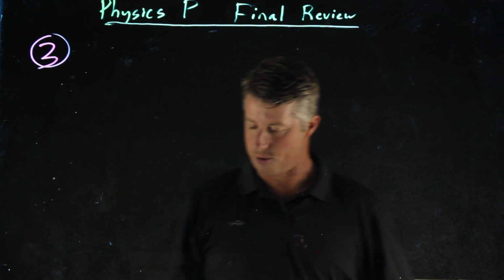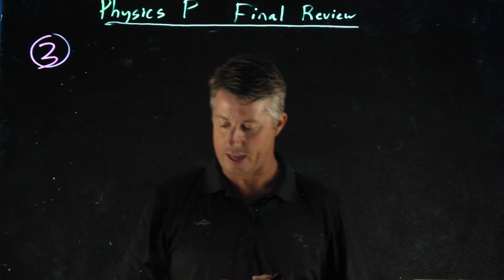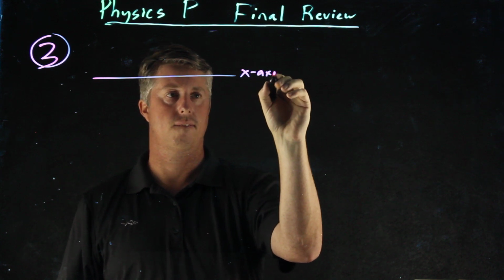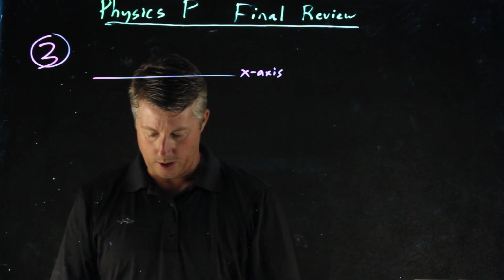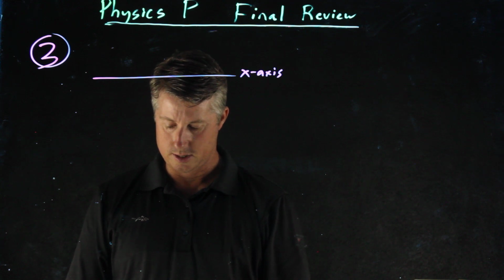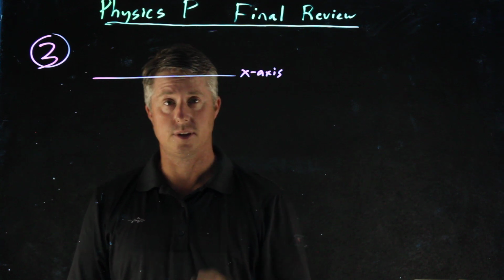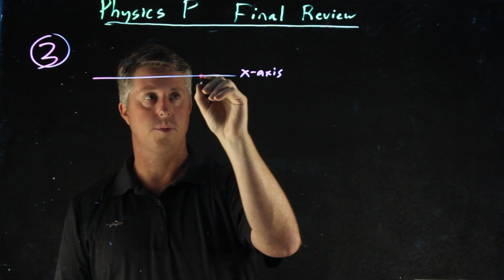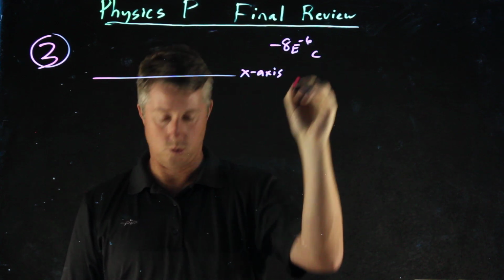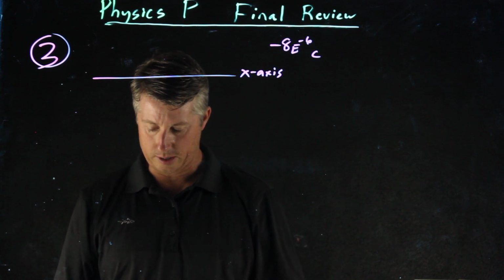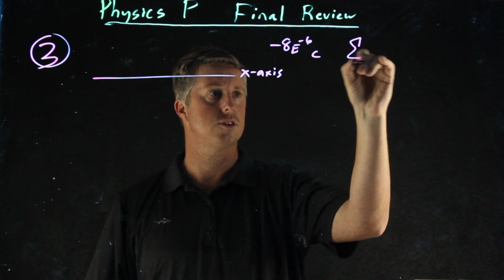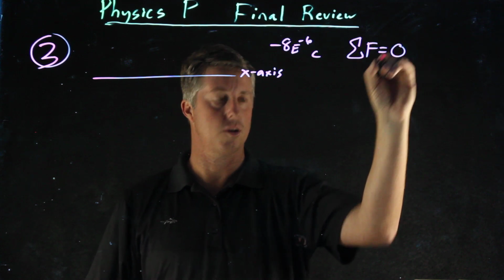Okay, number 3. We're going to find the location on the x-axis. So here is an x-axis where I can put a charge of negative 8 times 10 to the negative 6 coulombs. And so I can place it so there's no net force. So I want the summation of force on this charge to equal 0.